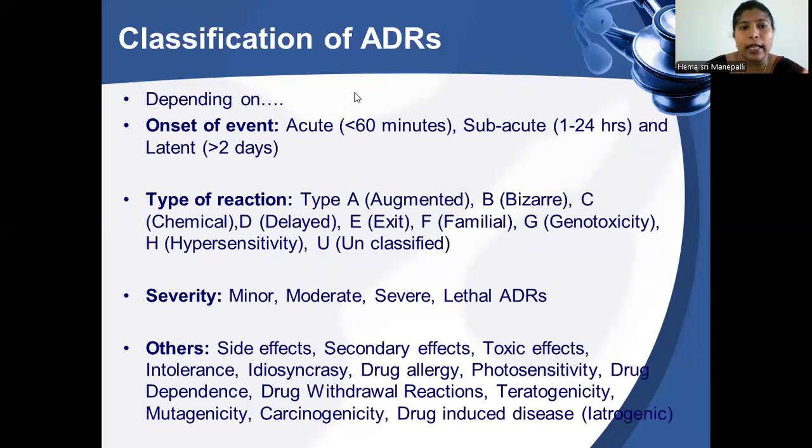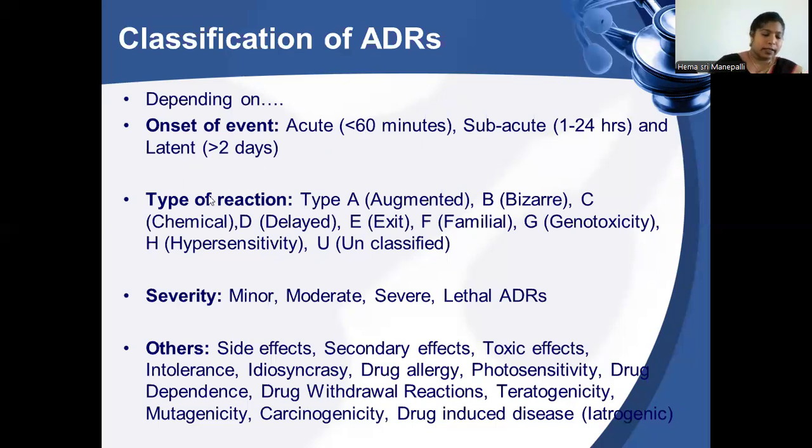Classification: generally we classify these ADRs into 4 types. First one is onset of event, which depends mainly on timing and duration. We divide it into acute, subacute, and latent. Acute here means the time duration is less than 60 minutes, so within 60 minutes the event may present. Subacute is 1 to 24 hours and latent is greater than 2 days.